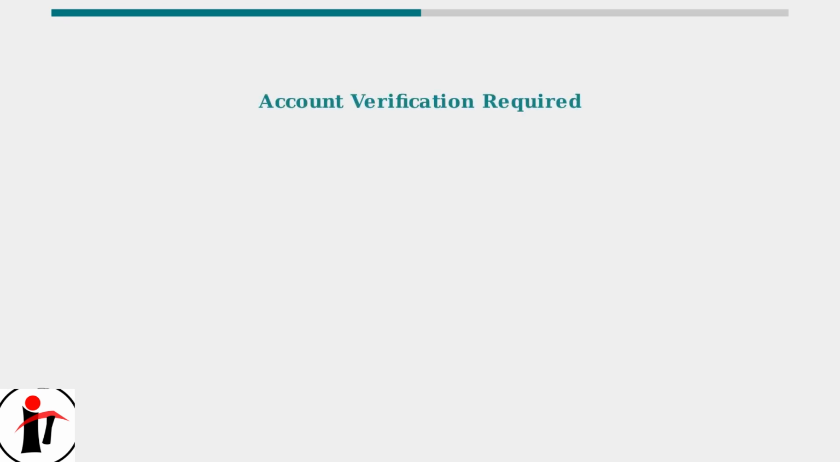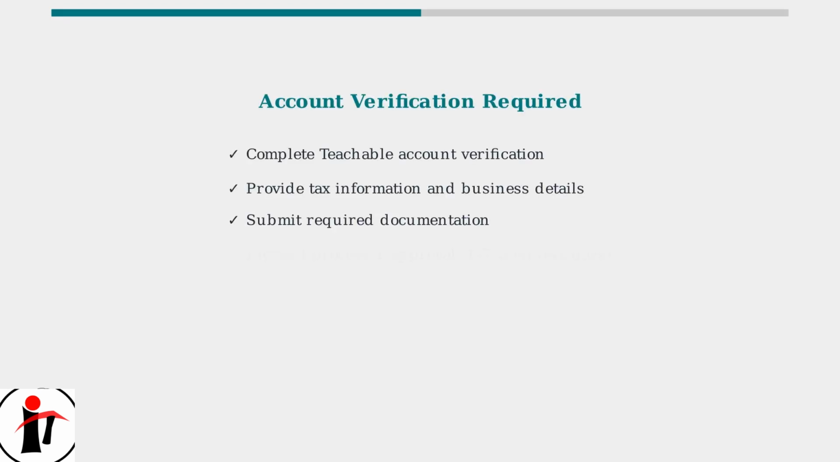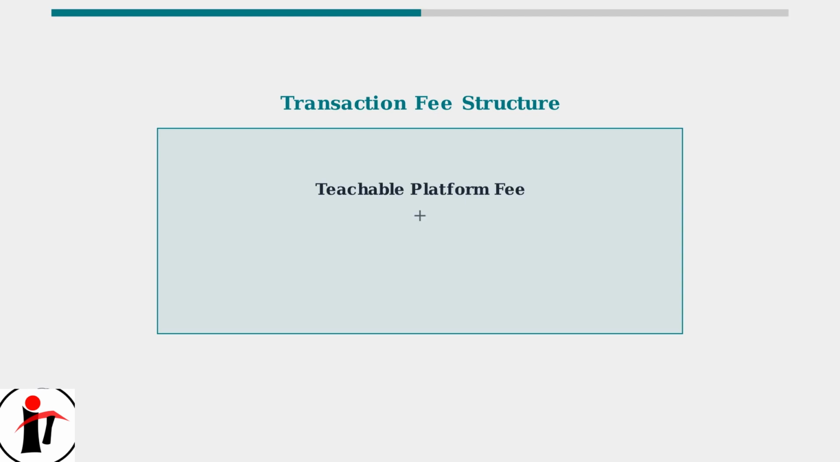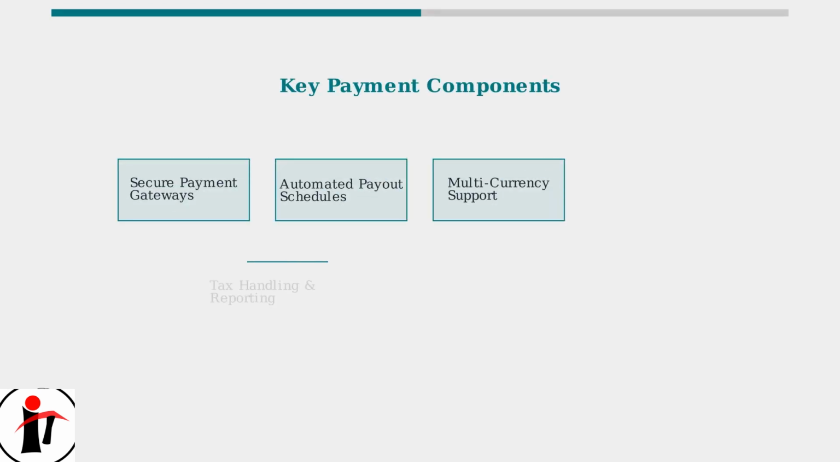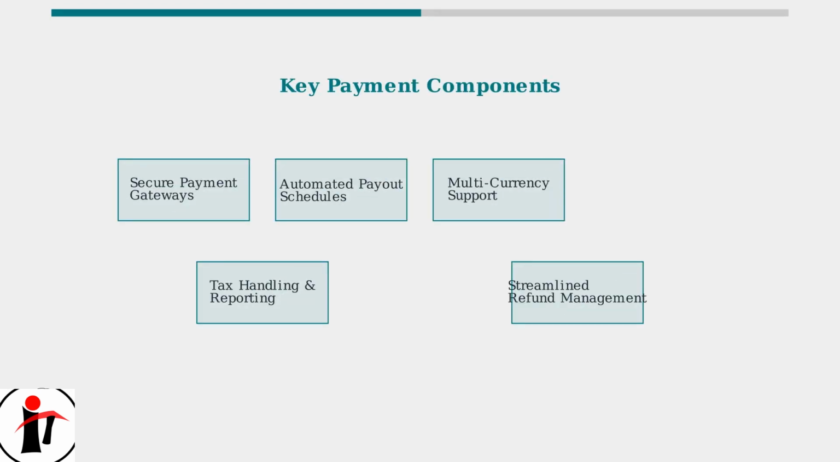Before processing payments, your Teachable account must be fully verified. This includes completing account verification, providing tax information, and submitting business details. Understanding transaction fees is crucial for your revenue planning. Fees include Teachable's platform fee plus payment processor fees, typically 2.9% plus 30 cents per transaction for Stripe. Teachable's payment system includes 5 key components that work together to provide a complete payment solution for course creators.